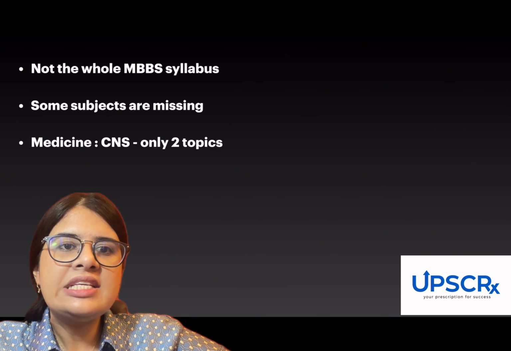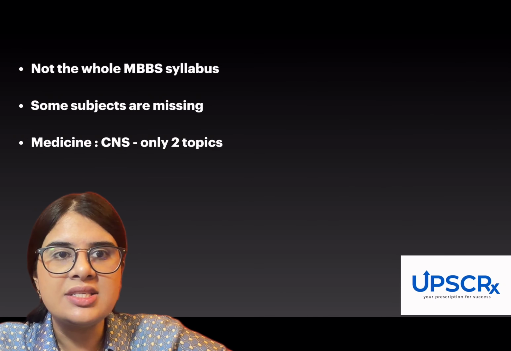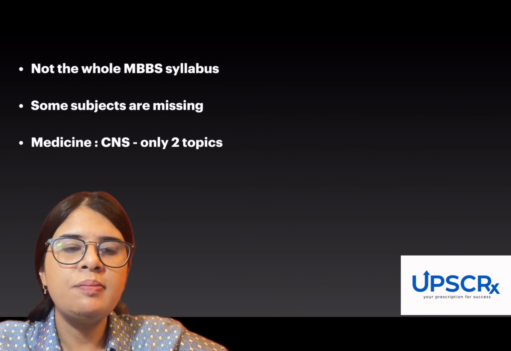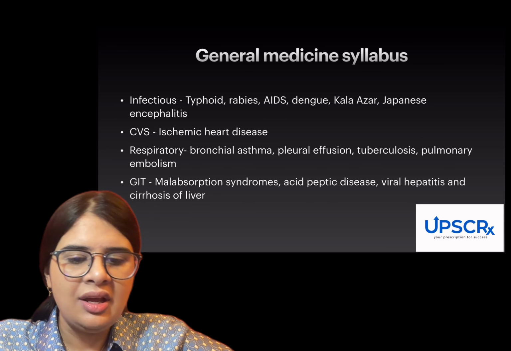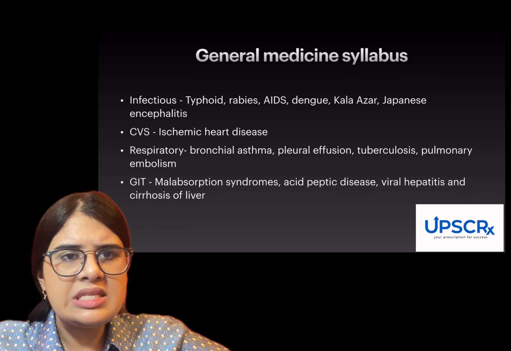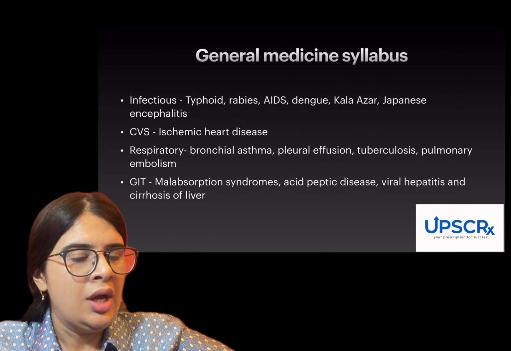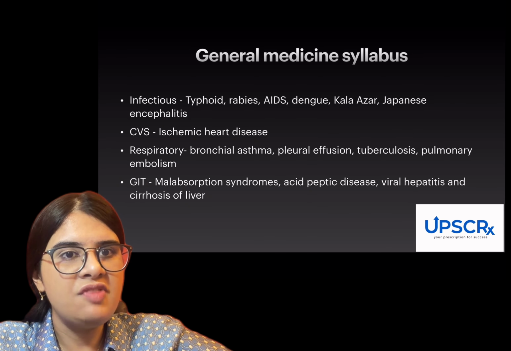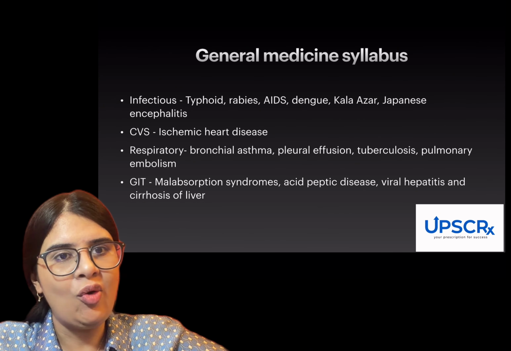If we take the example of medicine, in CNS, there are only two topics: meningitis and encephalitis. So GBS, ischemic stroke, and so many other important big topics are not a part of the syllabus. Let's take the example of general medicine. In infectious disorders, there are a few diseases: typhoid, rabies, AIDS, dengue, kala azar, Japanese encephalitis. In CVS, the only thing that is going to be asked is ischemic heart disease. There are no arrhythmias, which we really fear, right? And cardiomyopathies and so many other diseases are not a part of this syllabus.